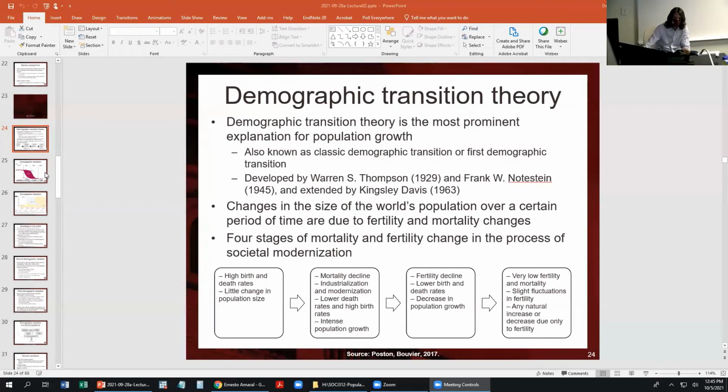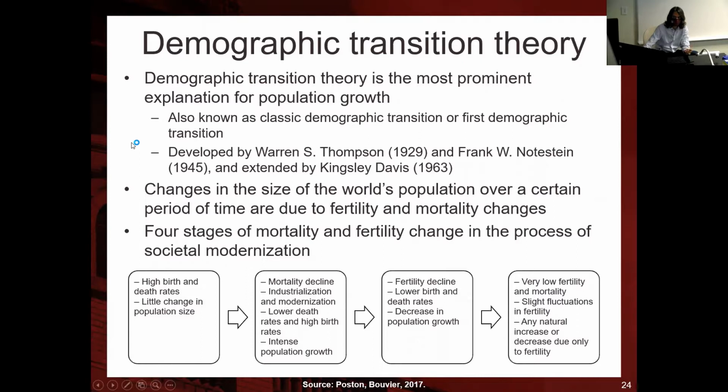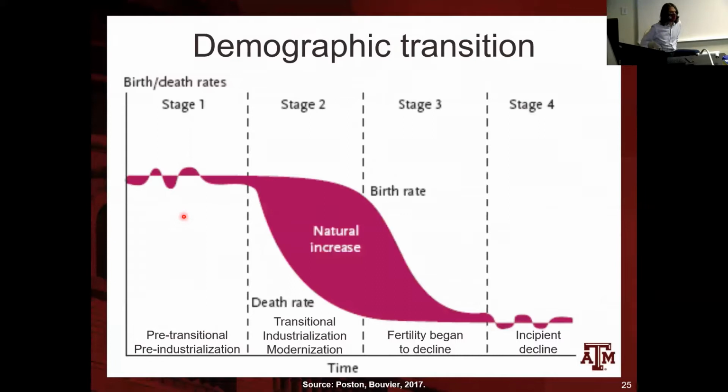And in the last class, we were talking again about the demographic transition theory, about the four stages, giving a little bit more information compared to what we saw in that chapter about world population trends over time. And so this is the general graph that symbolizes the changes in fertility and mortality over time as the society gets more industrialized and modernized.